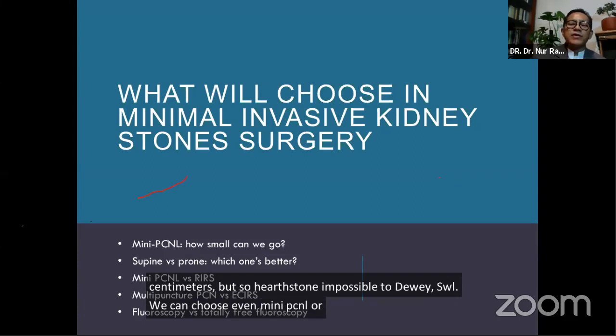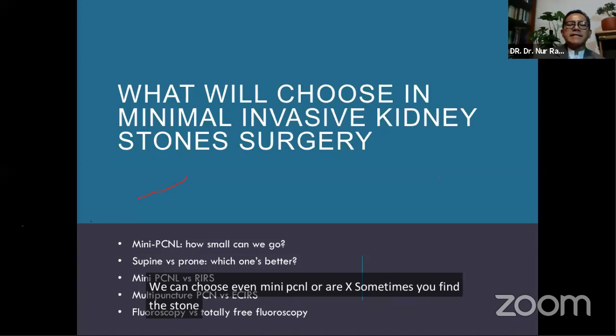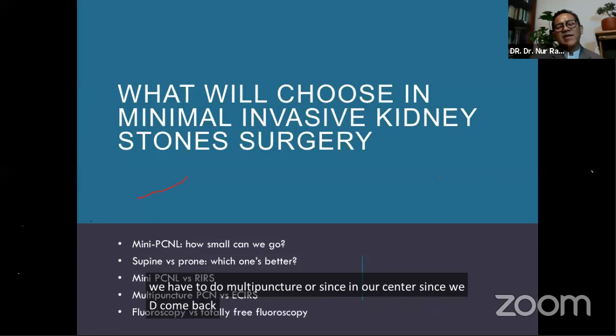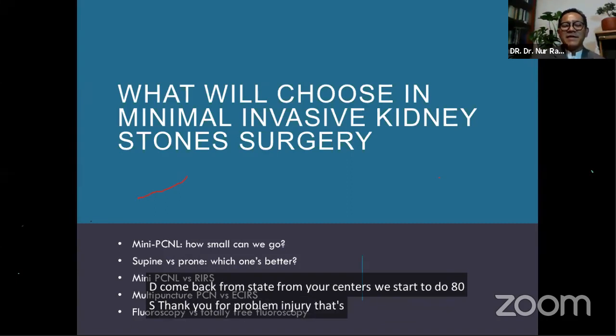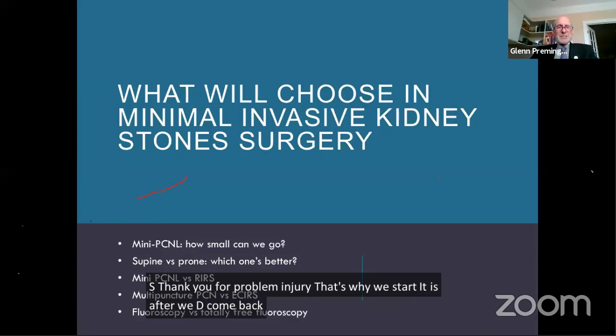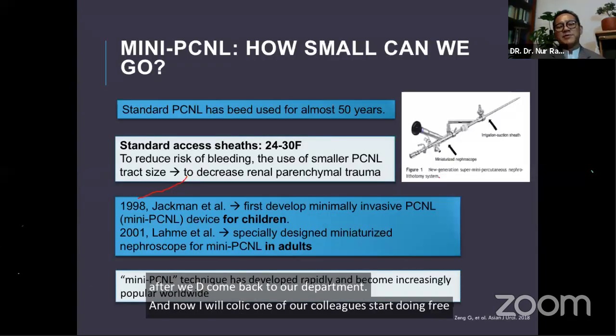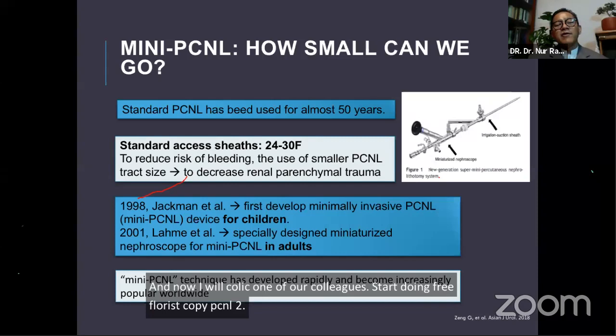Sometimes we find a complex stone with multiple stones in the calyces, and we have to do multipuncture. Or since we came back from the States, from your centers, we started to do ECIRS. Thank you to Prof. Preminger. That's why we started ECIRS after we came back to our department. And now one of our colleagues has started doing fluoroscopy-free PCNL too. And then how low can we go?